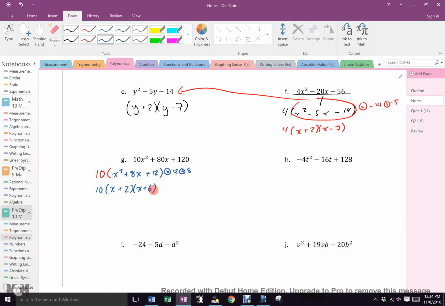Look at H and tell me what's different. There's a negative in the beginning. We only know how to do this when the beginning is what? A positive 1. So how do I get rid of that negative 4? Divide everything by negative 4 instead. What is that going to do to every sign? Excellent. So I now have t squared, which is okay. Then what? Plus 4t. Then what? Minus 32. What are my factors that multiply to negative 32 and add to 4? Is it plus 4 or plus 8? Plus 8 and minus 4.